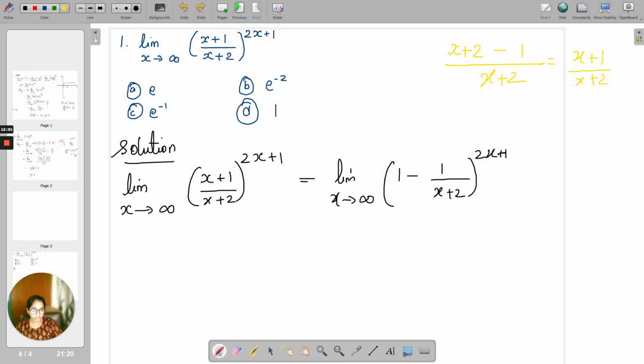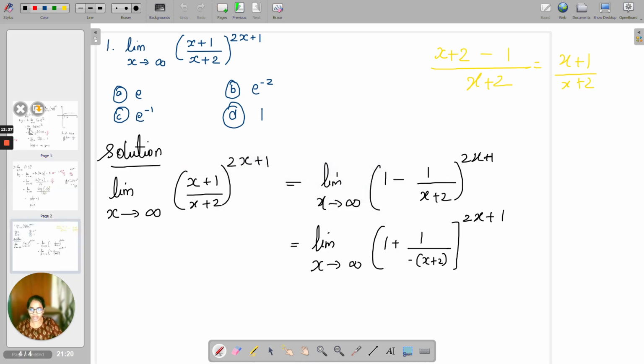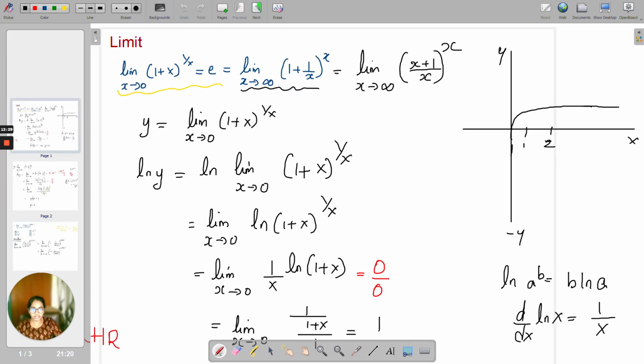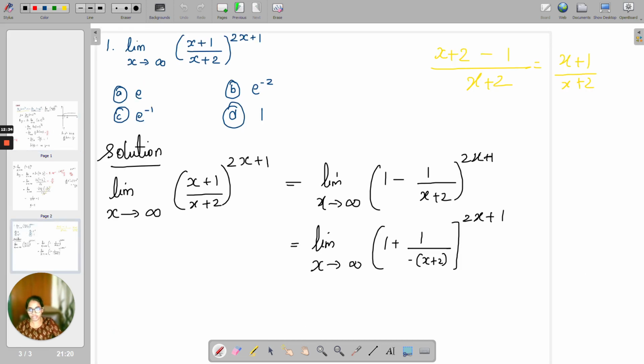Okay. So now we have limit x tending to infinity, 1 plus, let me write it as 1 divided by minus x plus 2, okay, to the power 2x plus 1. So you see that formula. We had 1 plus 1 divided by x. So the limit over here is infinity.